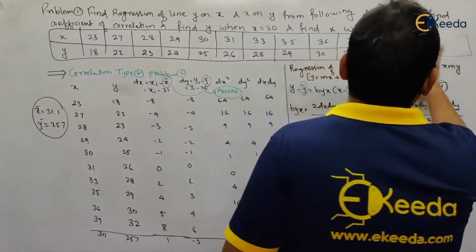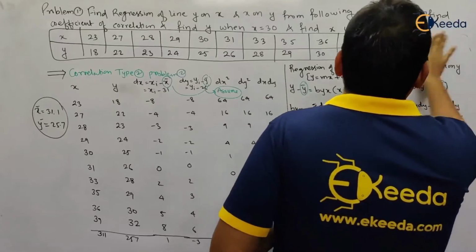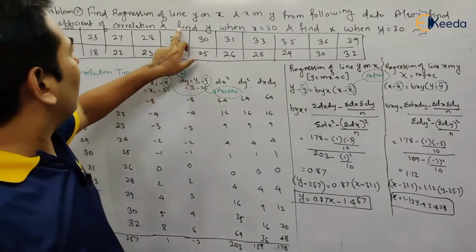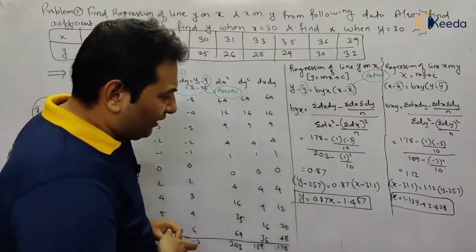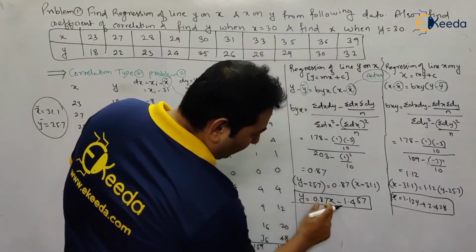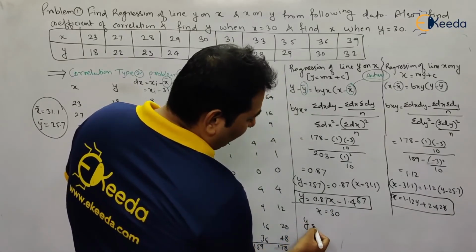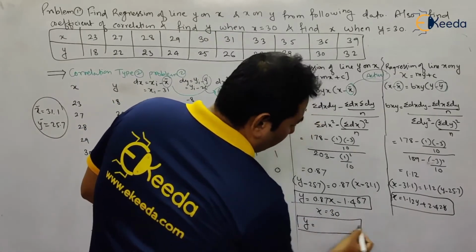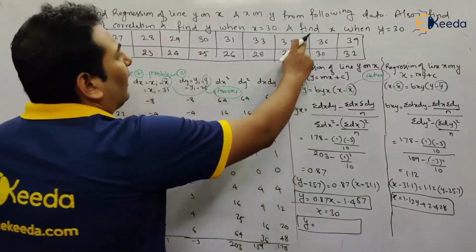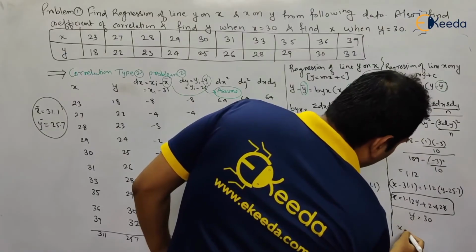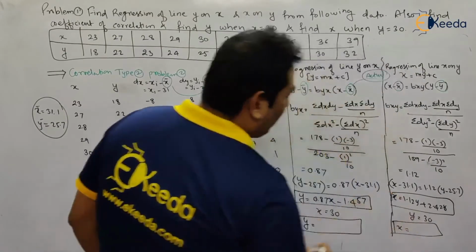Okay, so let us move on and let us discuss what is given further. Find y when x equal to 30. So here x is 30 given. So if I put x, I'll get the value of y. Next, find x when y equal to 30. So if I put y is equal to 30, I'm going to get x equal to.